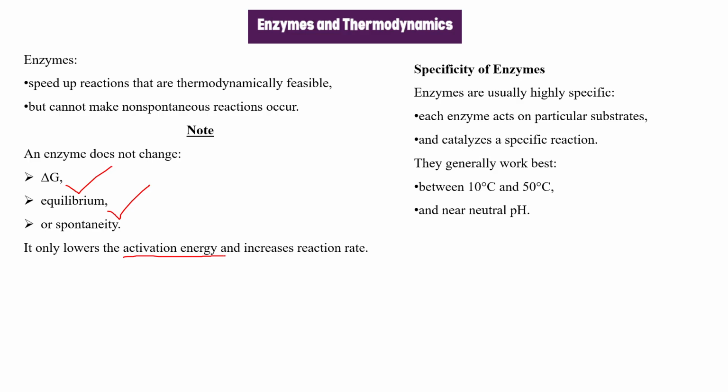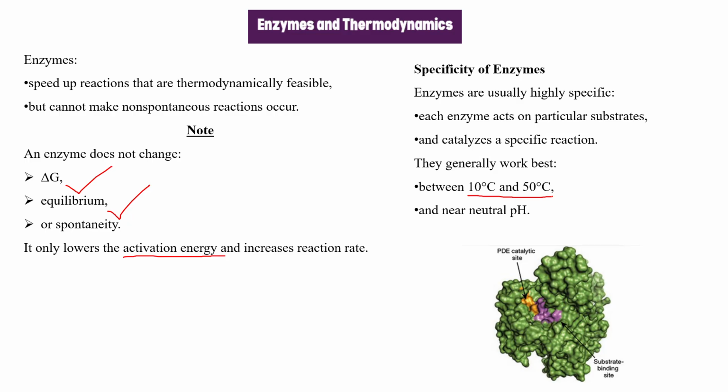Now, the specificity of enzymes. Enzymes are usually specific. Each enzyme acts on a particular substrate and catalyzes a specific reaction. They generally work in a particular temperature range, from 10 degrees Celsius to 50 degrees Celsius. And usually they work at a pH around 7, a neutral pH. That's where they work.